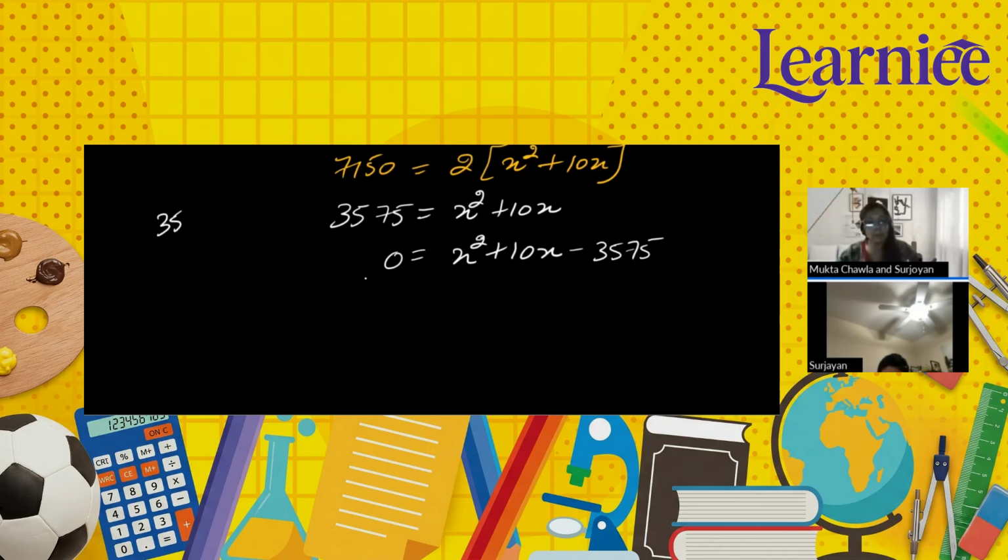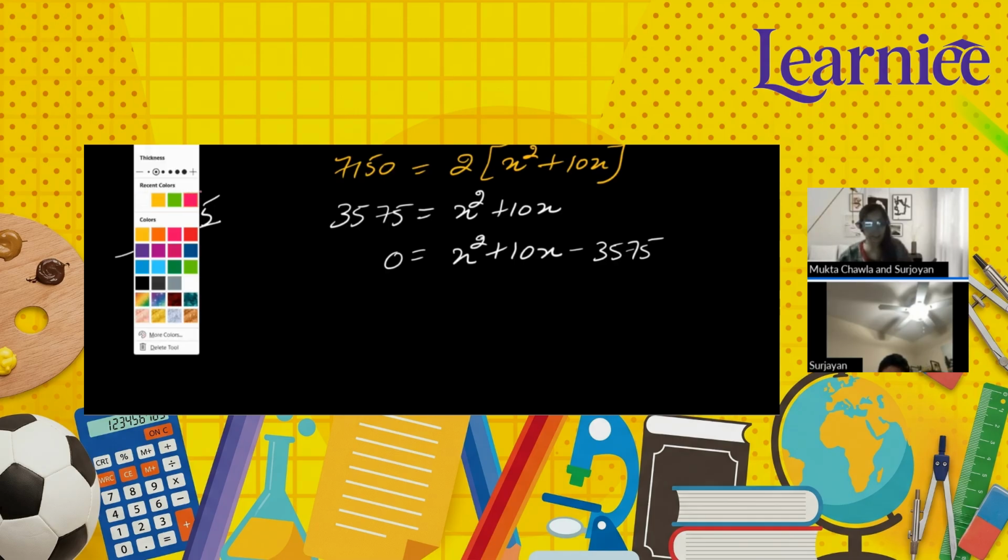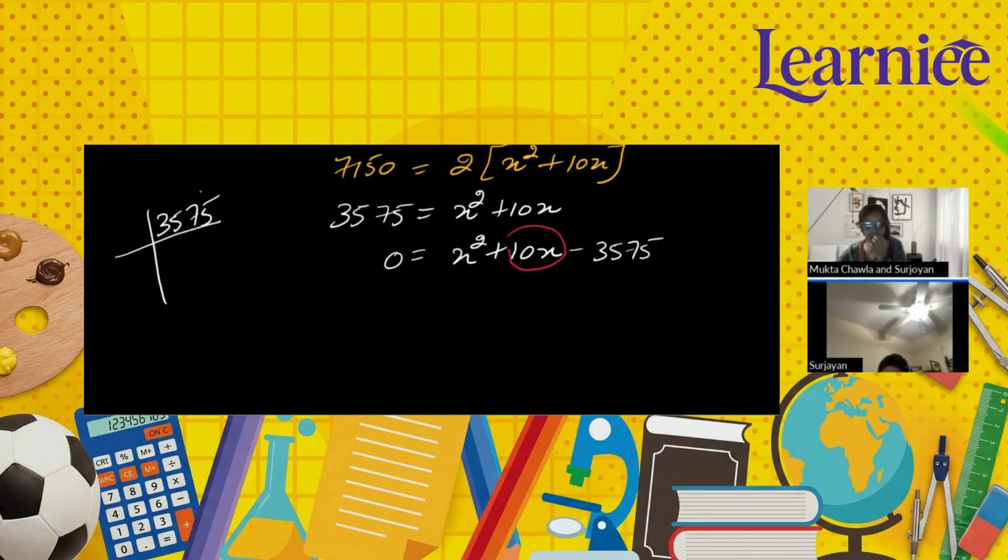Now, what we will be doing, we will be making such pairs. Have you ever done splitting of terms? No. We have to do prime factorization of 3575 in such a way that whenever you add or subtract those factors, you will be getting 10. Got that? First, let's make the factors of 3575.